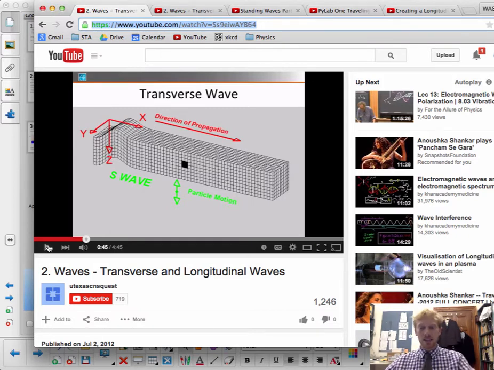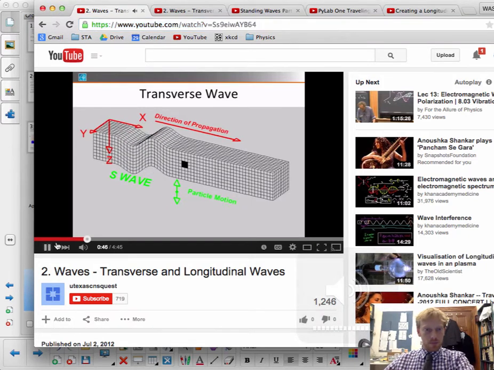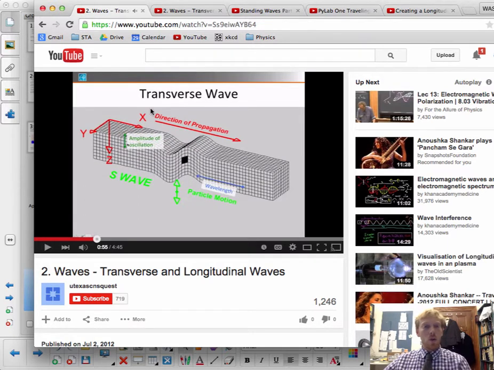I'm here at 45 seconds in. Looks like this. We have a bunch of oscillators, maybe represented by these little cubes, and they have an amplitude of oscillation that's up and down. Okay, so what is up and down? The actual motion of the bits of this medium is up and down, and the direction of propagation of the wave is diagonally down and to the right here. And so you see how the actual bits of medium are moving up and down, but that is not the same direction as the travel of the wave.